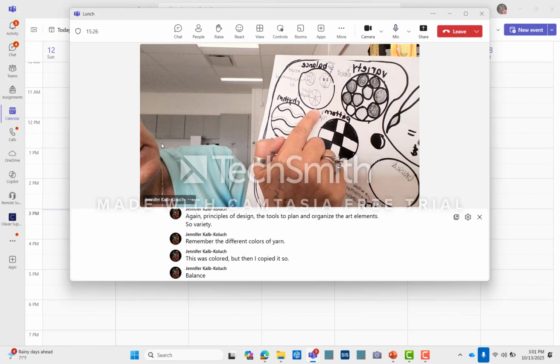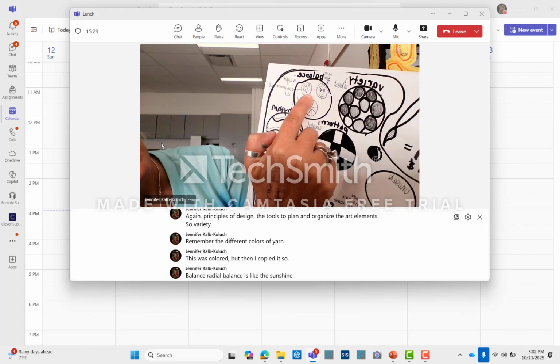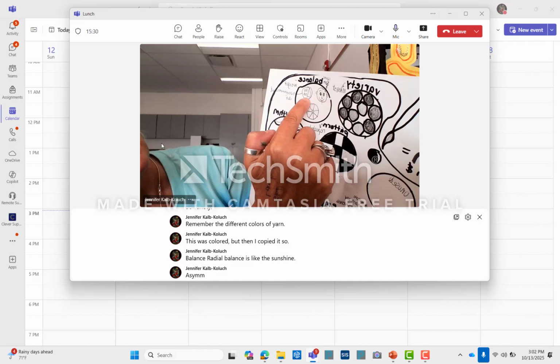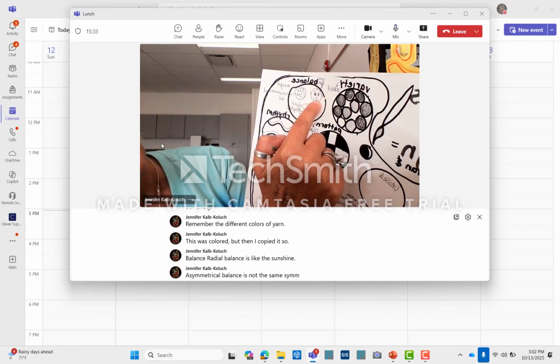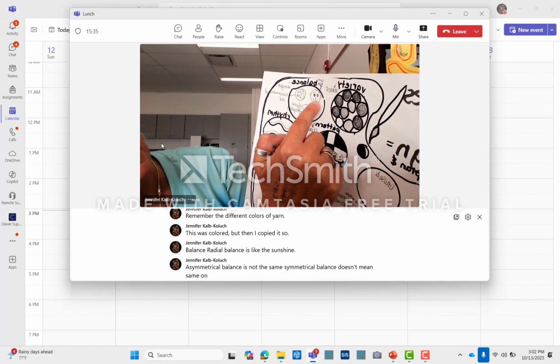Radial balance is like the sunshine. Asymmetrical balance is not the same. Symmetrical balance means the same on both sides like a face.